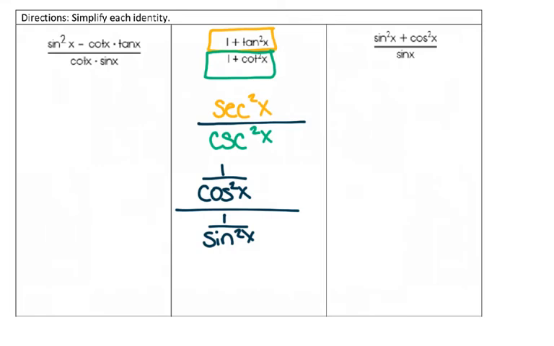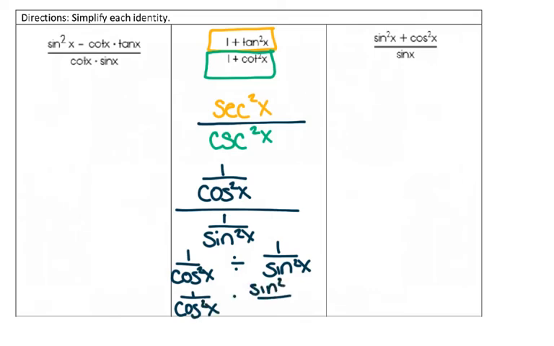So let me rewrite what we're doing. We have 1 over cosine squared x divided by 1 over sine squared x, which is a fraction divided by a fraction, which you never want to happen. So you're going to use same, change, flip. So really what I have is on top, sine squared x over, on bottom, cosine squared x.